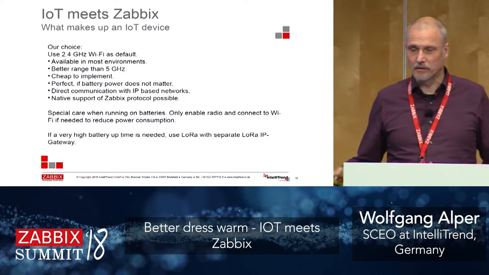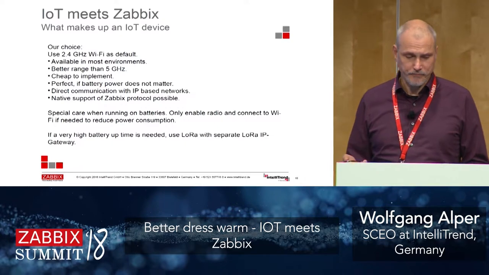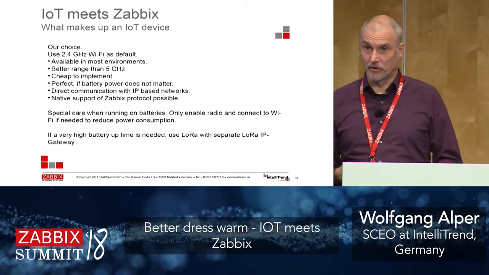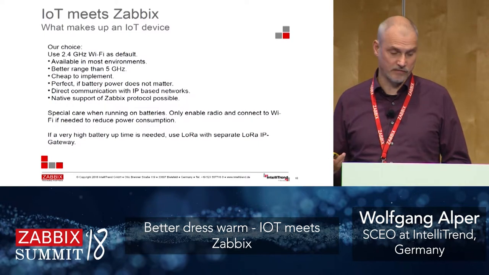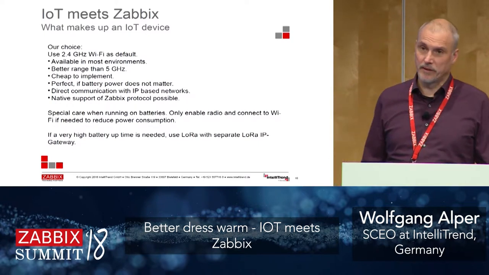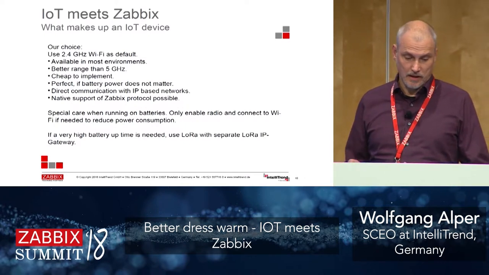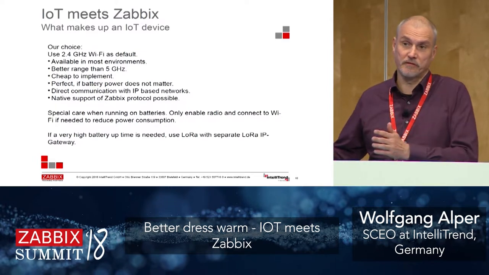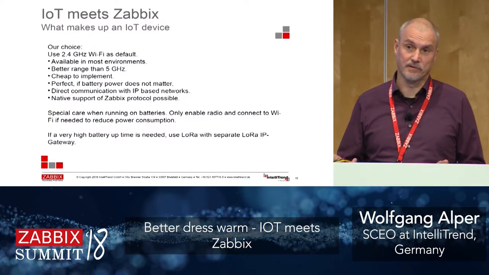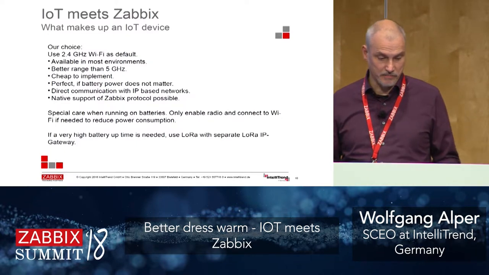For our device, we made the choice and said, well, we take Wi-Fi. Why? Because it's available in most environments. 2.4 gigahertz performs a little bit better than 5 gigahertz. It's cheap to implement, and it's perfect if battery power doesn't matter. And we have direct access to IP-based networks, which we won't have if we use protocols like LoRa or Sigfox. Then we won't have access to IP networks. We need a gateway service in between.